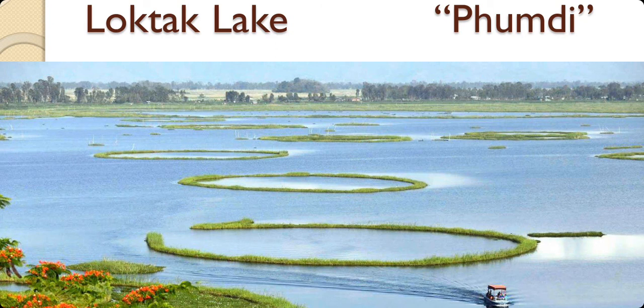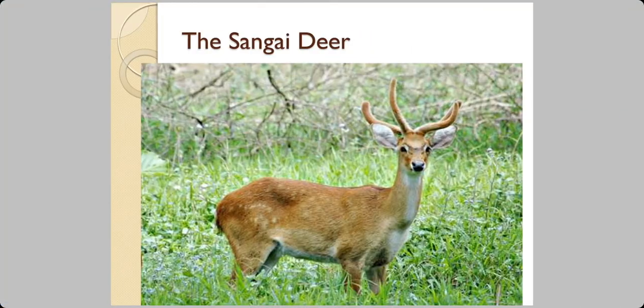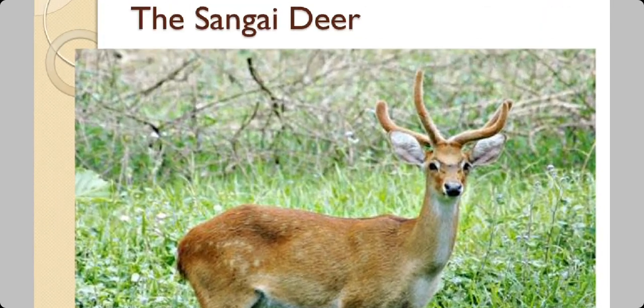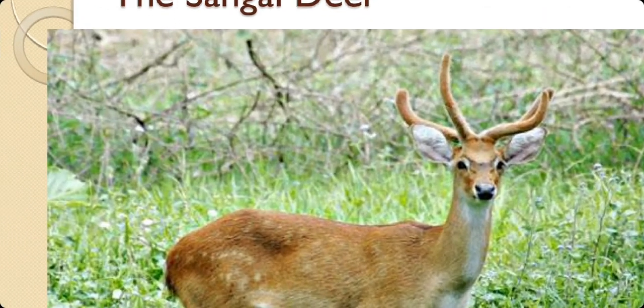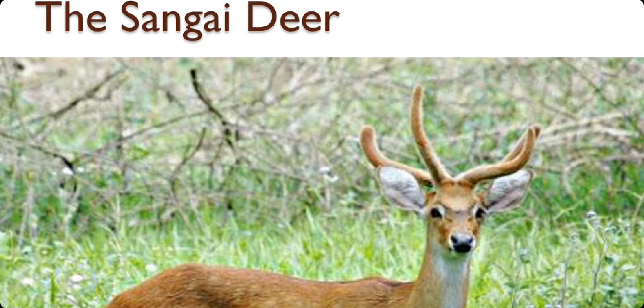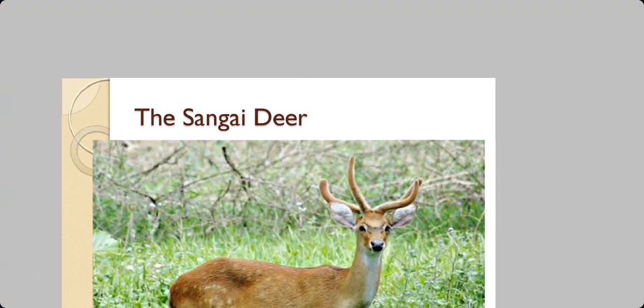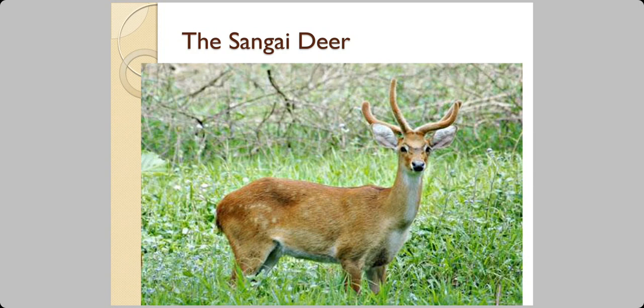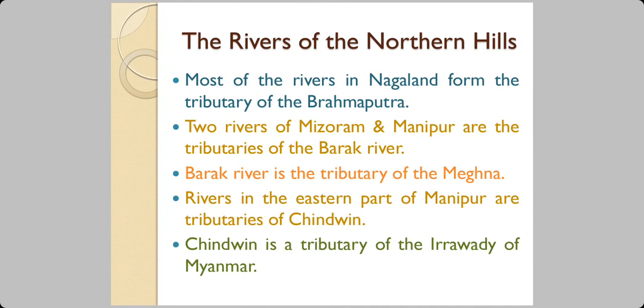And this is made up of decomposing vegetation matter, and it is home to a particular type of deer known as the Sangai deer, and this one is also known as the brow-antlered deer because of the way its antlers, its horns, grow on its head. And this is the only place in the world that you find these deer and that landform, and that is why UNESCO, the United Nations, has given it a conservation status.